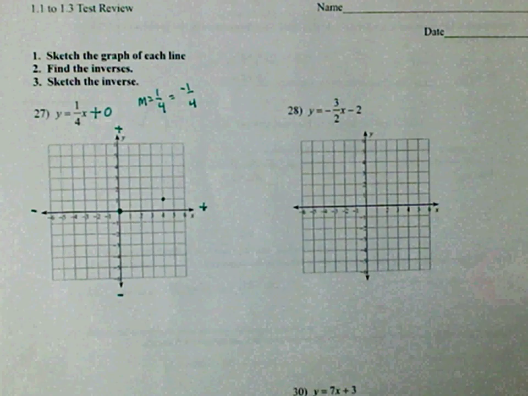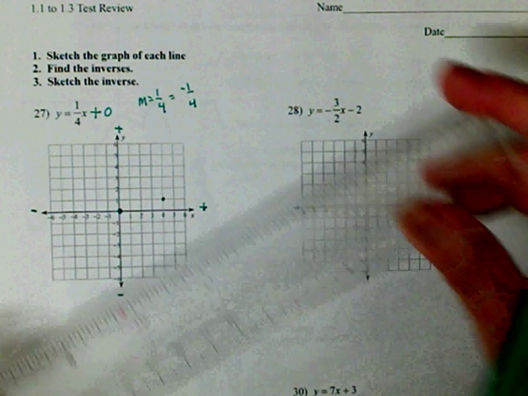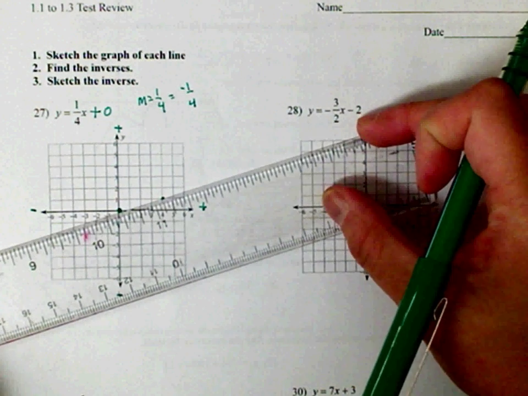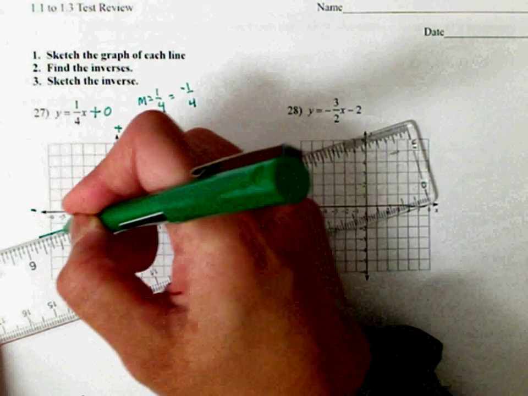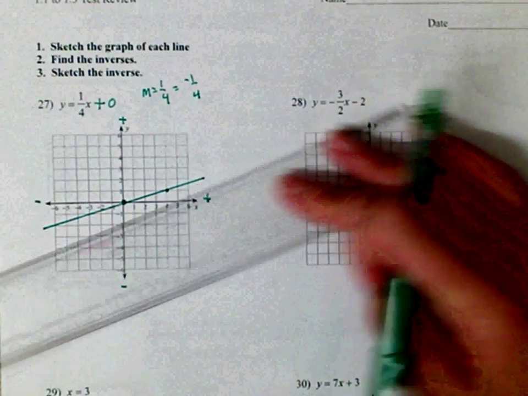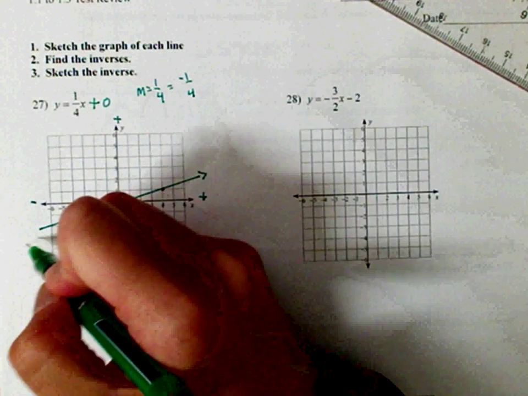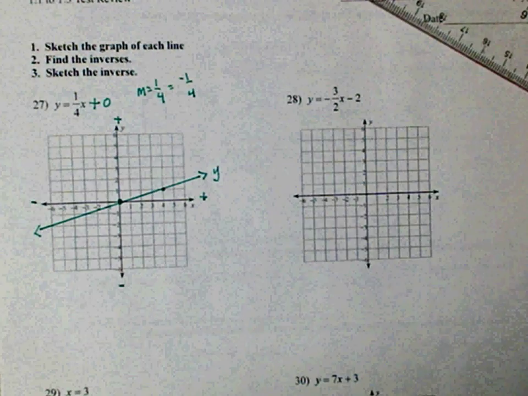Notice how you have 2 points to graph your line. Connect the 2 points, and you have your line, okay? And there is your original function y.